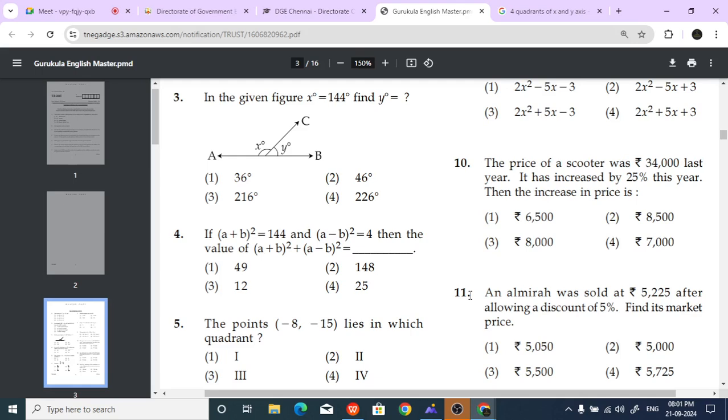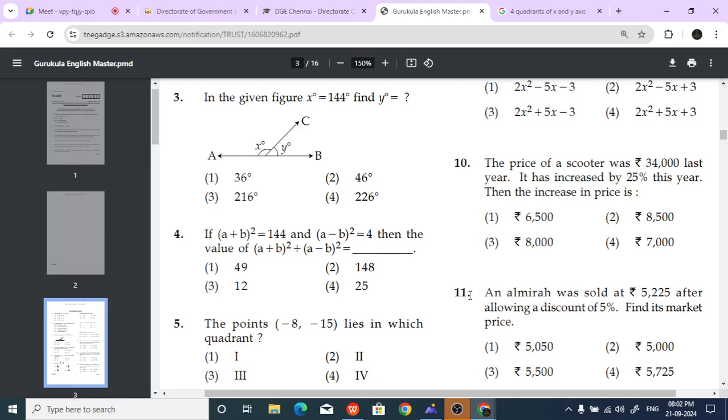So, will the market price be more than 5,225 or less than 5,225? More than. So, if it is more than, then options 1 and 2 are not the answers. Out. 1 and 2 are rejected. Either option 3 or option 4 will be the answer. So, let us take option 3 first. 5,500, let us take that figure. And you give 5% discount, how much will you reduce?